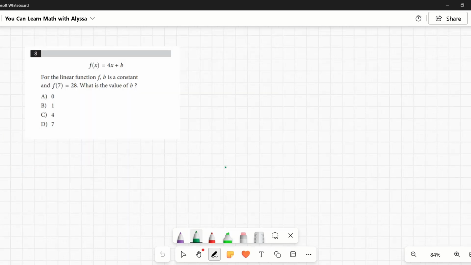Number 8, f of x equals 4x plus b. For the linear function f, b is a constant and f of 7 equals 28. What is the value of b? So a linear function, this is a line. That's what linear function means. When we have a function, it means we have an input and an output. X is our input and f of x is our output.